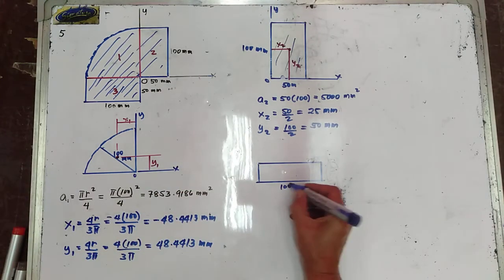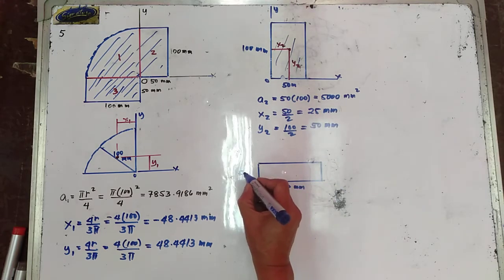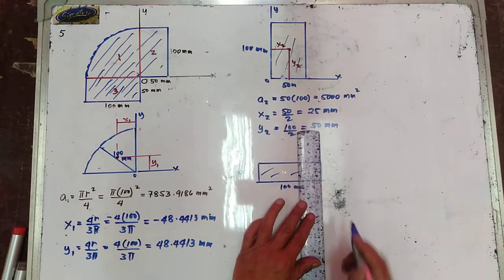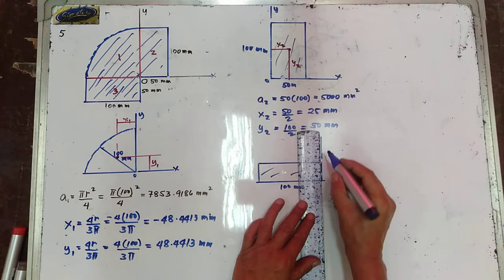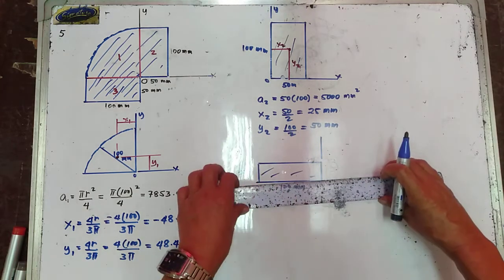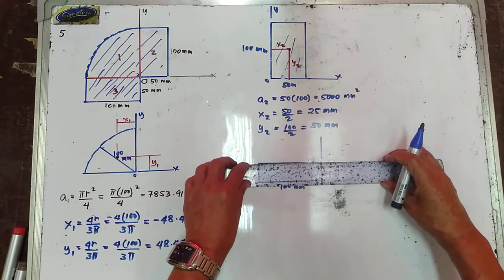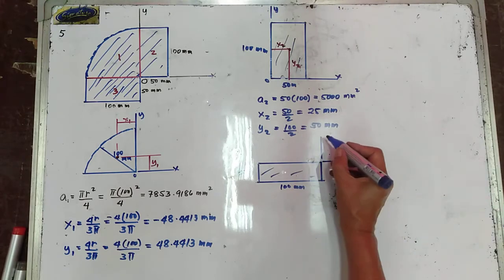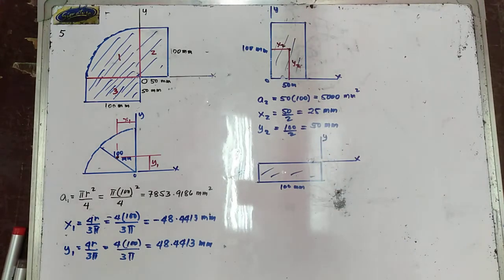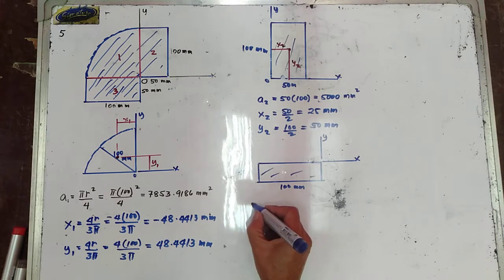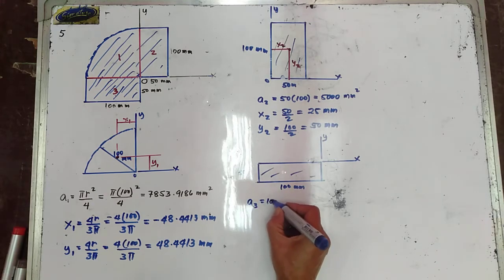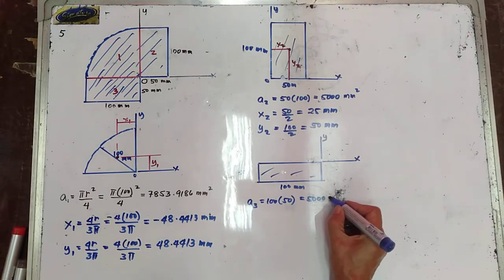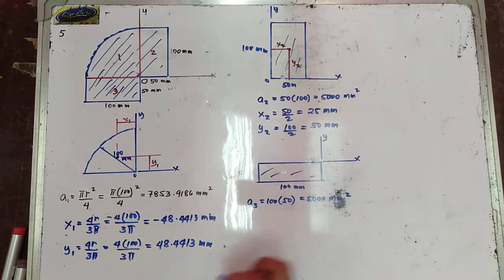This is 100 millimeter and this is 50 millimeter. So this is your y-axis and this one is your x-axis. So we have the x-axis and we have the y-axis. Now, so that your area 3 is equal to 100 by 50, that is 5,000 square millimeter.